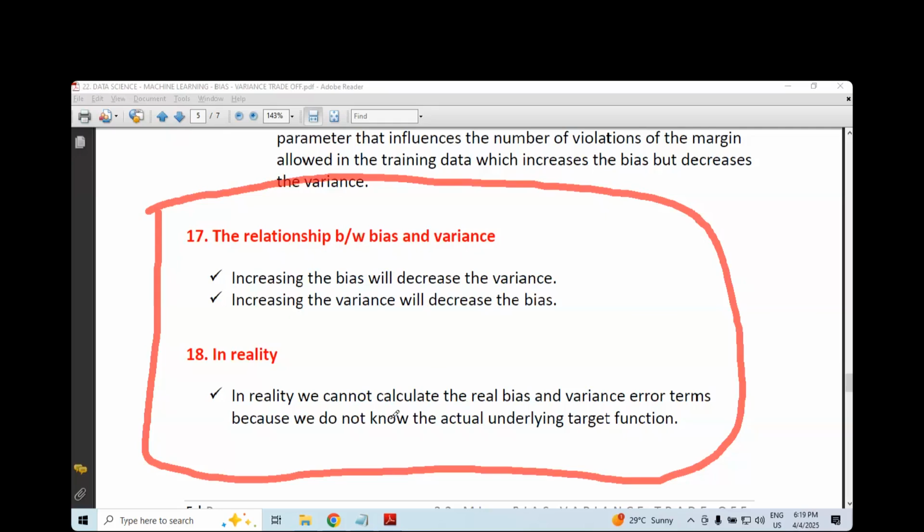But let me tell you, in real time we cannot calculate the real bias value and variance value. Someone says the algorithm takes care of it, but don't joke. I wanted to see the bias value and the variance value, and now itself we are going to implement it. Conclusion of the story: in real time, we need not calculate the bias value and variance value, because the algorithm takes care of it automatically. We cannot calculate the real values because we do not know the actual underlying target function.